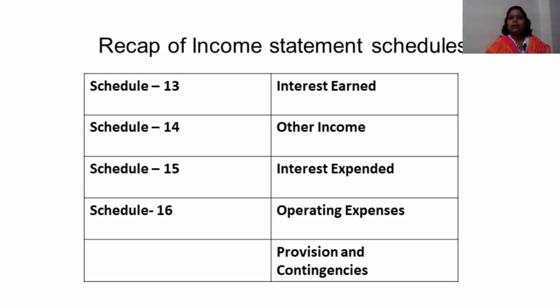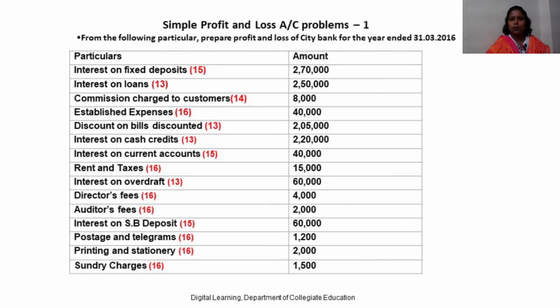See, recap of income statement schedules. Schedule number 13, remember, is interest earned; schedule number 14, other income; schedule number 15, interest expended; and schedule number 16 being operating expenses. 13 and 14 are income, 15 and 16 are expenses. So you should clearly remember these schedules before starting to solve the problem. And lastly, provision and contingency is not a schedule, but it's a part of the income statement. Come, let us look at the problem.